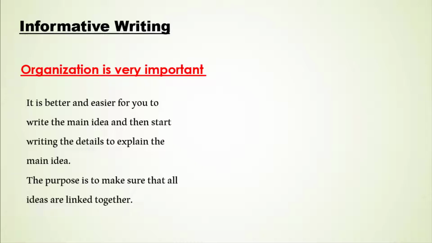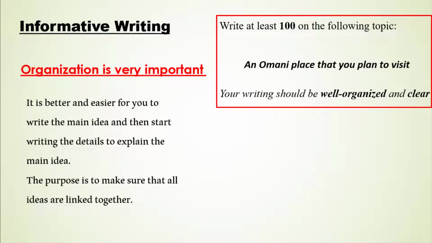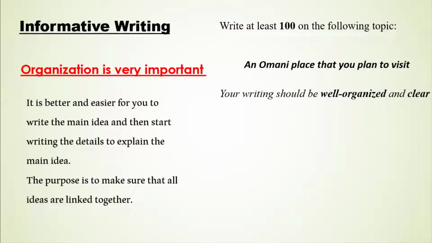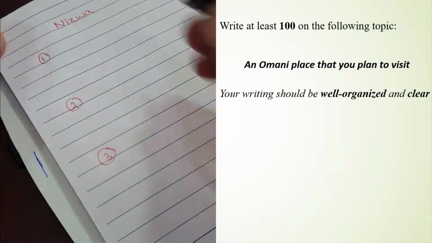If we have a question like this: write at least 100 words on the following topic, an Omani place that you plan to visit. So here you are given a topic which talks about any Omani place. You need to think about these Omani places that are coming to your mind, and then you need to brainstorm what's special in these places and plan your essay by providing different features of these places, because you are going to write an informative essay and you are going to tell the reader about different facts. So this is how we plan our writing.